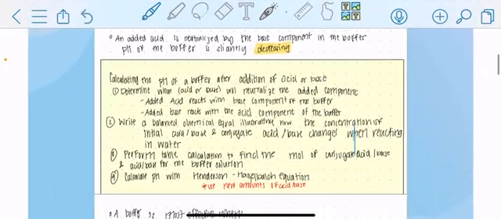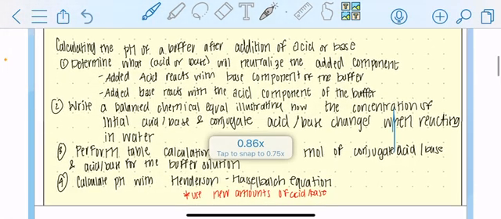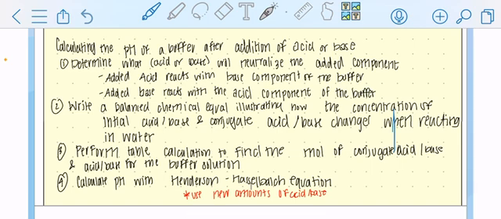Calculating the pH of a buffer after adding an acid or a base: determine what will react to neutralize the added component. Will it be the acid component or the base component? An added acid reacts with the base component of the buffer, and an added base reacts with the acid component of the buffer. Then you must write a balanced chemical equation illustrating how the component that will react changes its concentration, such as its initial concentration, the conjugate acid, and when it reacts in water.